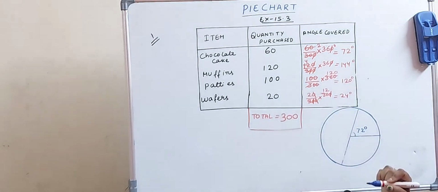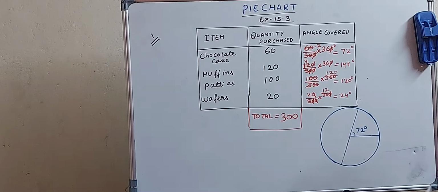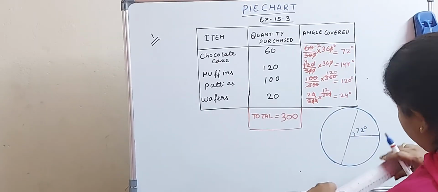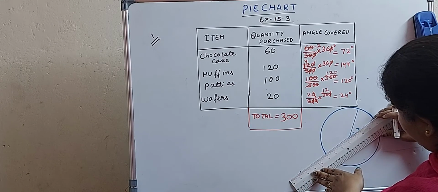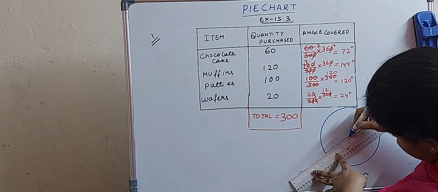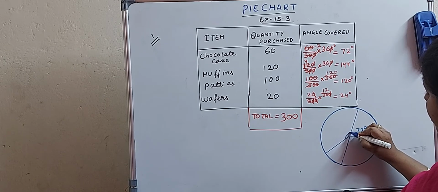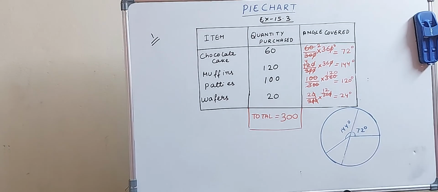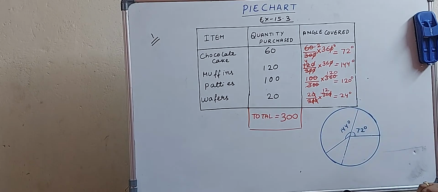This is the point that I have got, and now I will start drawing the line from the central point to this dot. So this is the 144 degrees which I have made. The remaining two angles are left, that is 120 and 24 degrees.